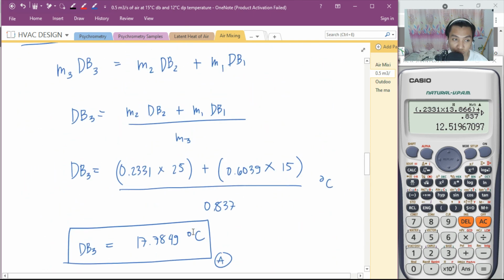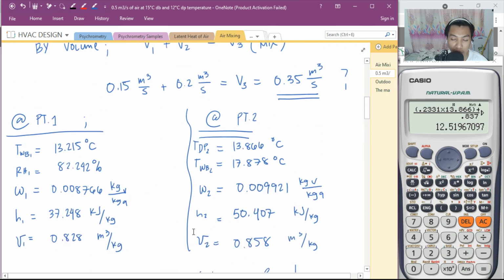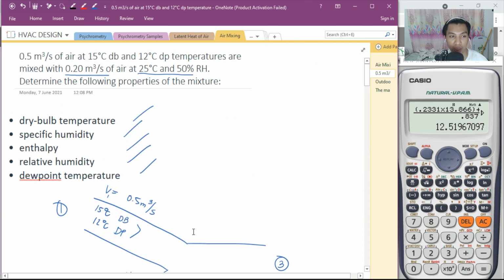So I have here two more problems and I will leave it to you so you may try to solve it. Okay? Ganun lang po kadali yung air mixing natin. Okay? That will be all.